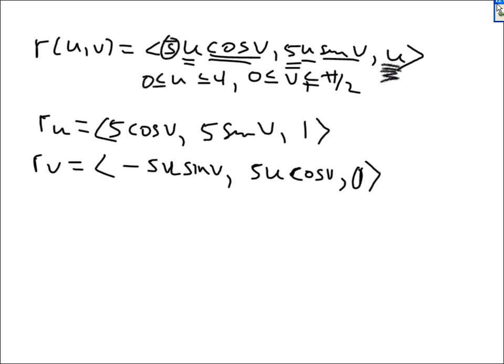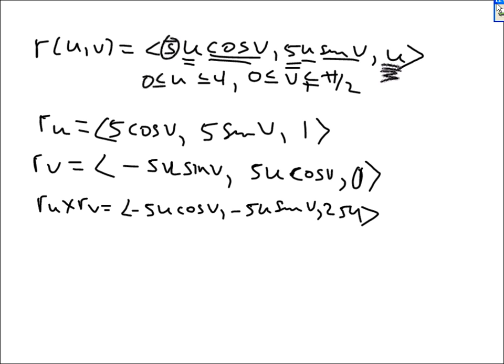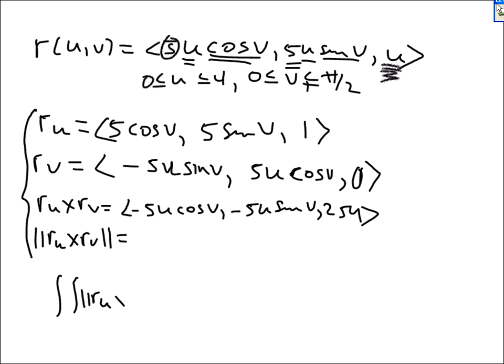And if you bother to find the cross product, if somebody's nice enough to give it to me, we know it's negative 5u cosine v, negative 5u sine v, 25u. Now, I don't really care what the cross product is. I care about the length of the cross product. It's the only reason I'm doing all of this. Why? Because the area is going to equal this number dA over the region.